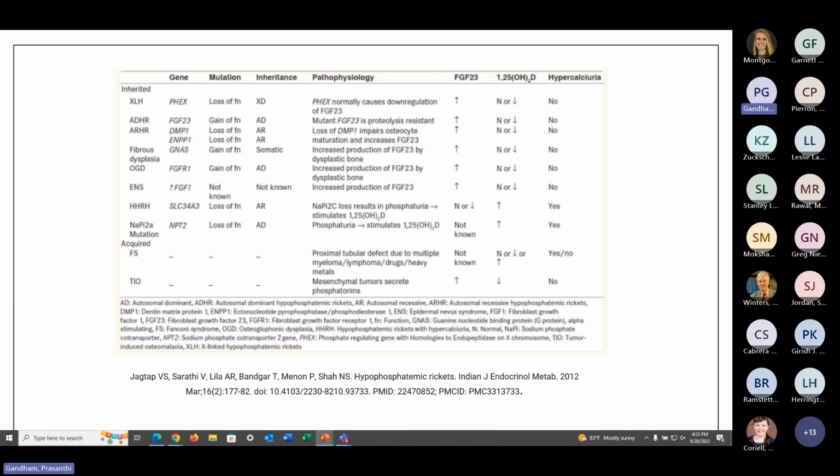And so this is just a table to summarize all of the different types of heritable and acquired forms of hypophosphatemic rickets that we've already discussed. Just thought it would be a nice thing for people to have and refer to, but we won't go through all of it again.